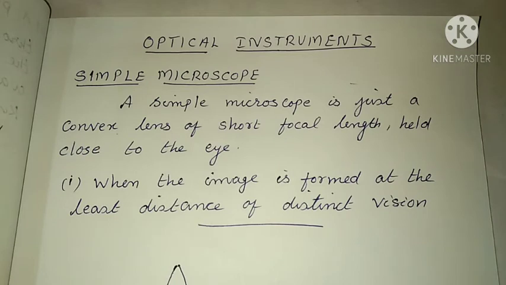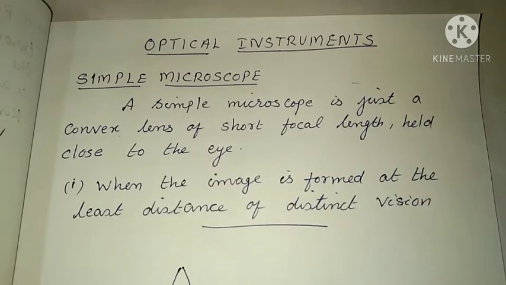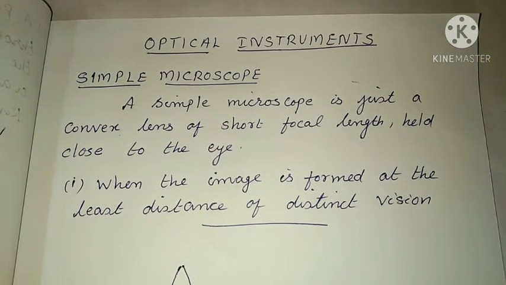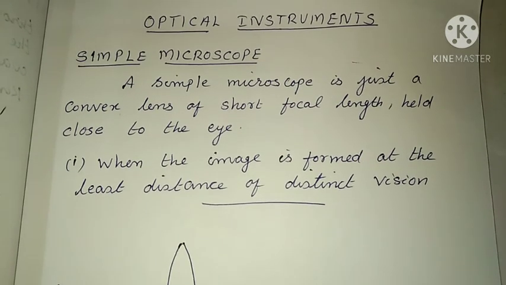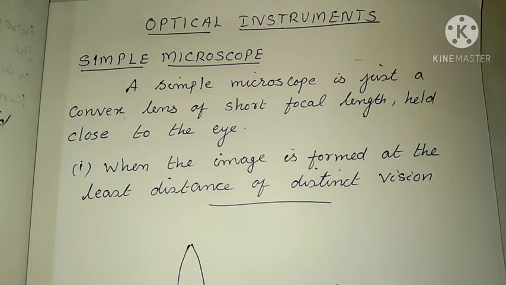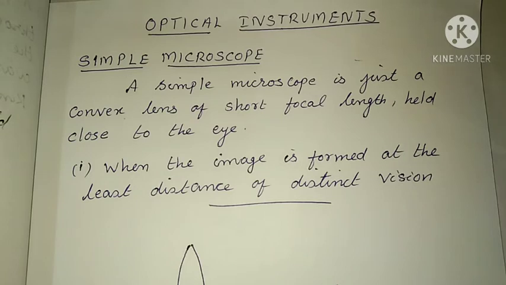It is a convex lens of short focal length held close to the eye. That is the simple microscope. There we are considering two image visions. Number one, when the image is formed at the least distance of distinct vision, what is the magnifying power? Secondly, when the image is formed at infinity, then what is the magnifying power? These are the two cases of image formation in simple microscope.